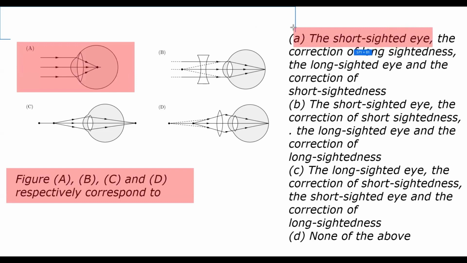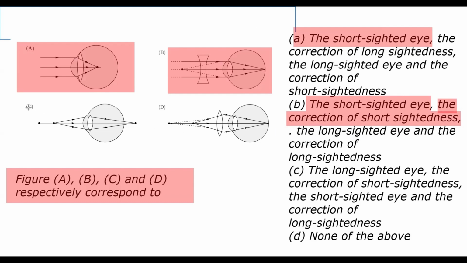I can see that A also says short-sightedness. B also has the first part as short-sightedness, and I should discard these options. Now, when I see B, the correction: a concave mirror is used in case of short-sightedness, also called myopia. So when I see the second option, the correction of long-sightedness, clearly this is incorrect. A concave mirror is used for correction of nearsightedness, myopia. So here the correction of short-sightedness is given.